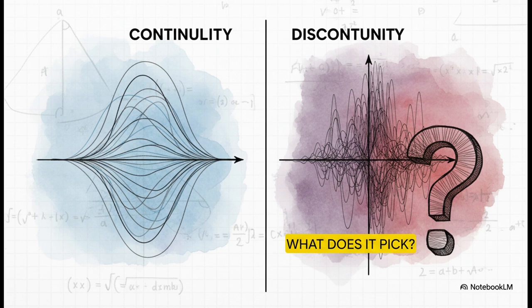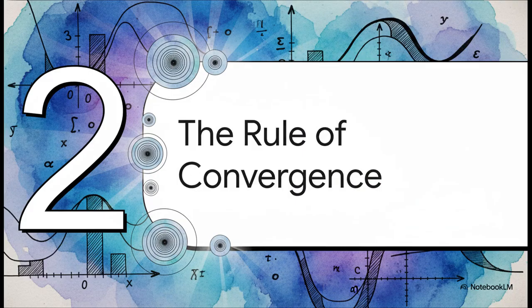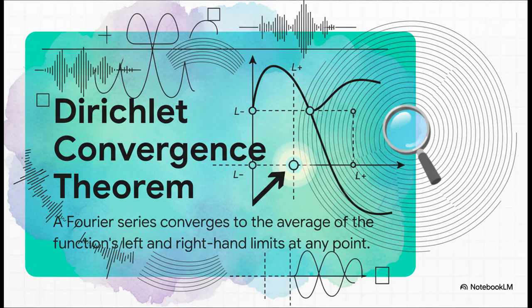But what happens at a spot where the function suddenly jumps, from one value straight to another? The series has to pick just one value to land on, so which one does it choose? Okay, so lucky for us, we don't have to guess. There is a very clear rule for this. It's all laid out in something called the Dirichlet convergence theorem. And this gives us a precise answer for every single point, whether it's a smooth ride or a dramatic jump. So here it is, the heart of the matter.